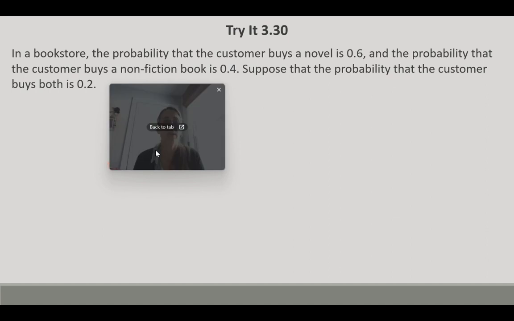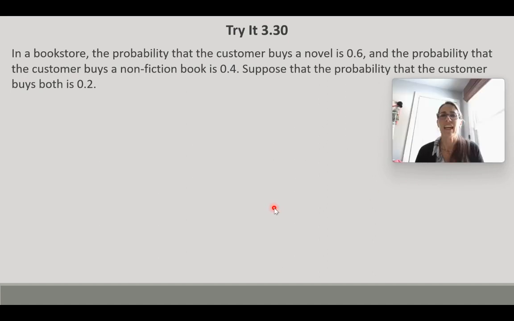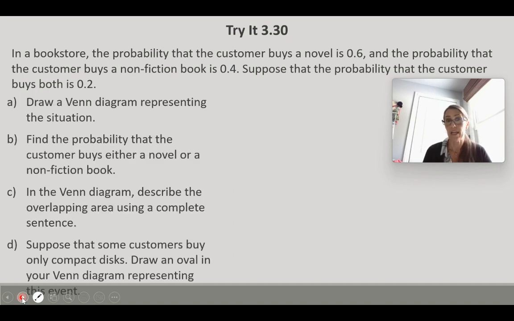In a bookstore, the probability that a customer buys a novel is 0.6, and the probability that a customer buys a nonfiction book is 0.4. Suppose that the probability that the customer buys both is 0.2. We're going to draw the Venn diagram. We're going to find the probability that the customer buys either a novel or a nonfiction book. We're going to describe the overlapping area using a complete sentence. And then we're going to answer the question, suppose that some customers buy only compact discs. We're going to represent that in our Venn diagram with a new oval.